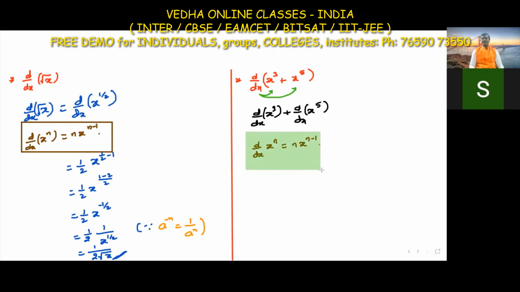Repeat the formula once. d by dx of x power n is equal to n into x power n minus 1. Yes, very good. Now I am applying the same formula here. x power 3 gives 3 into x to the power 3 minus 1, plus d by dx of x power 5, that is 5 into x to the power 5 minus 1. So this is equal to 3 into x power 2 plus 5 into x to the power 4. This is the final answer.